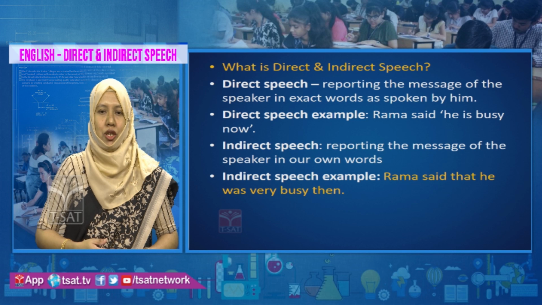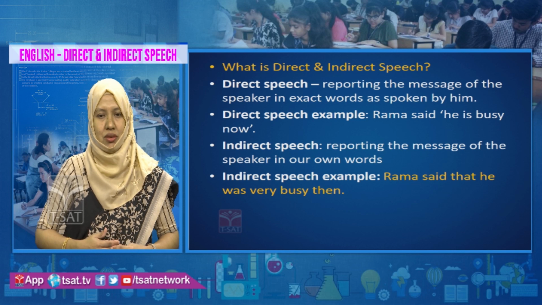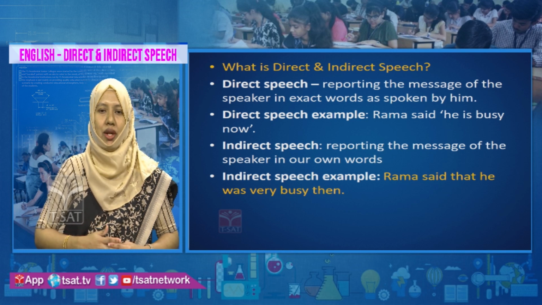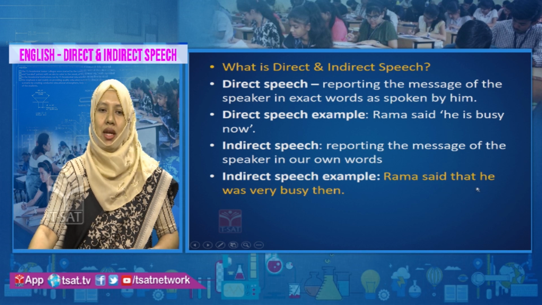When we change this sentence into indirect speech, indirect speech is also called reported speech. We are reporting what Rama said in our own words. So, how will you report it when you are reporting it? You will say Rama said that he was busy then.